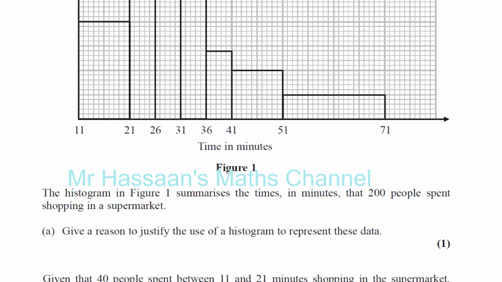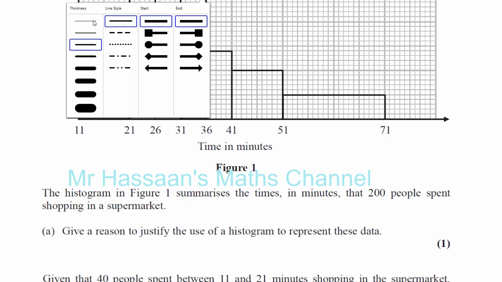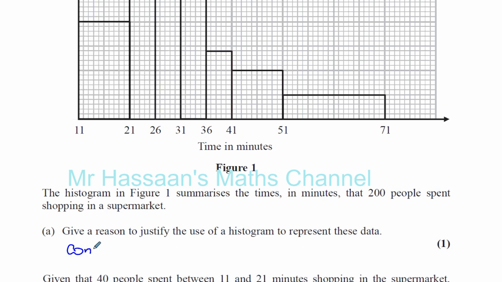Well, whenever you have a question about a histogram, and justifying why you should use a histogram in the data, invariably the answer will always be that it is continuous data, not discrete data. So you just mention that the data is continuous. That's perfectly fine. Okay? So also the widths are varied as well, but continuous, that's the main reason.